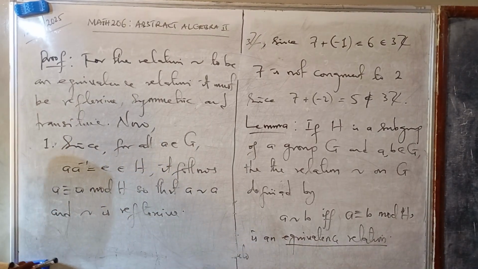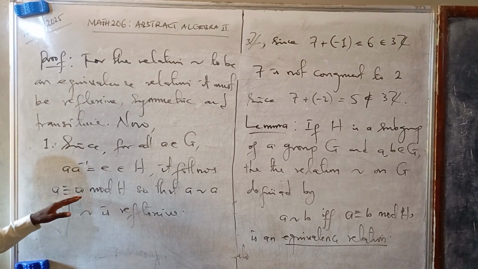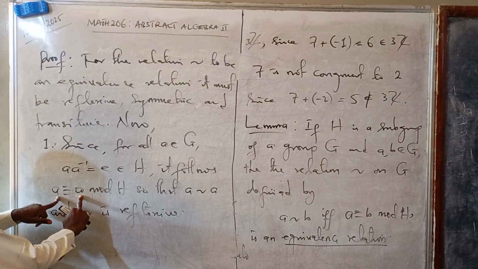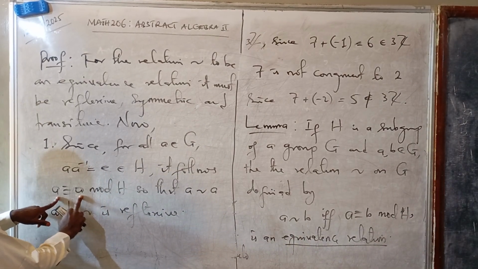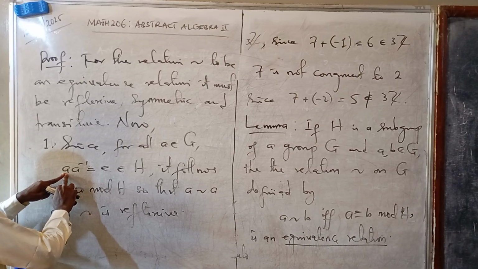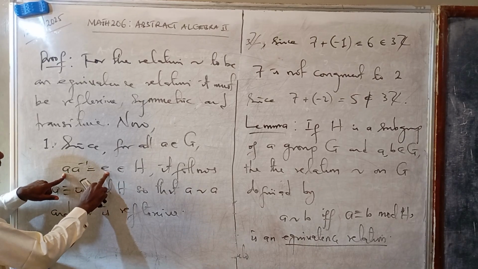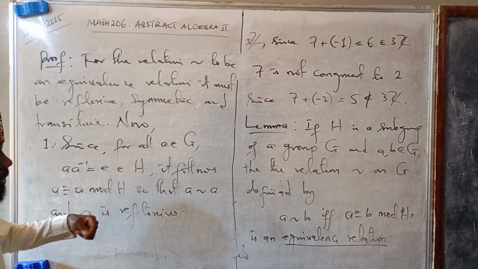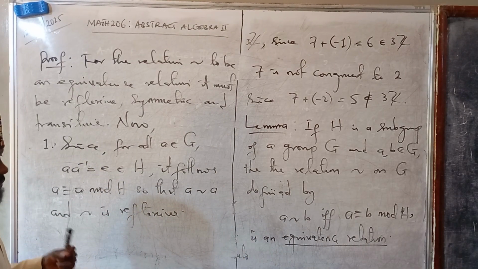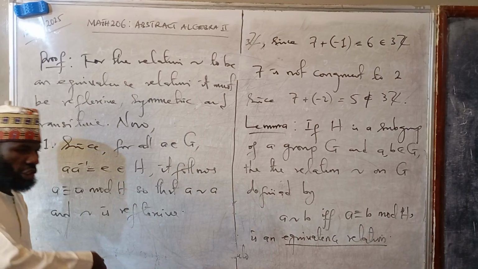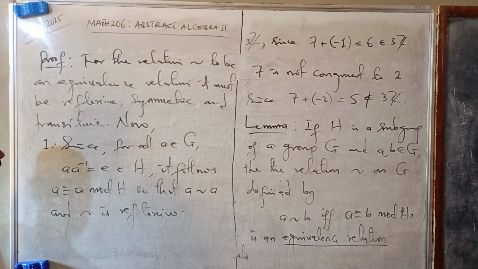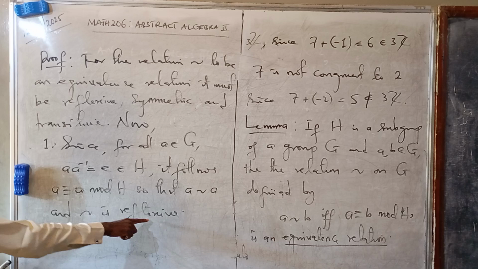Do you understand this? A is related to A because it is congruent to itself. Why do we conclude that? Because if you multiply A with the inverse of A, you get the identity, which is inside the subgroup. That is how we define this relation of congruence modulo: if A times B inverse is in H, then A is congruent to B. Are you following? So this proves that the relation is reflexive.